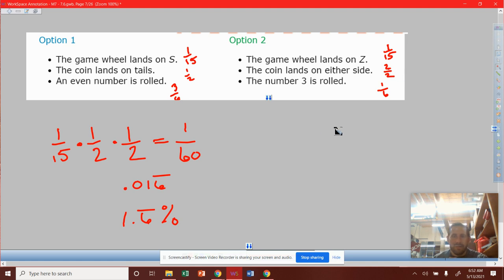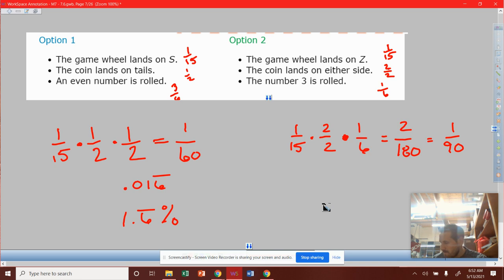So then what's the likelihood over here? We've got 1/15. We've got a perfect 2 out of 2. That's going to happen. And then we've got 1/6. So we're going to times those, right? 1 times 2 times 1 is 2. 15 times 2 is 30. 30 times 6 is 180. And then I can reduce this to 1 out of 90. So actually, option 1's the better route to go.